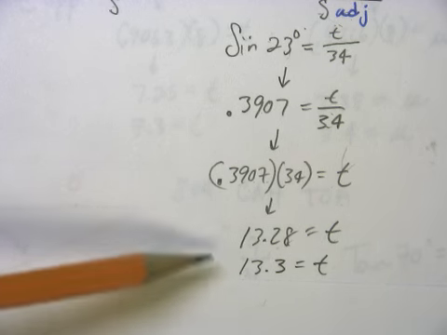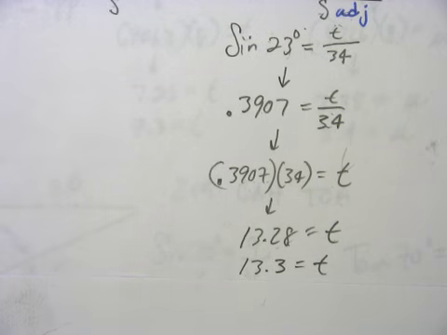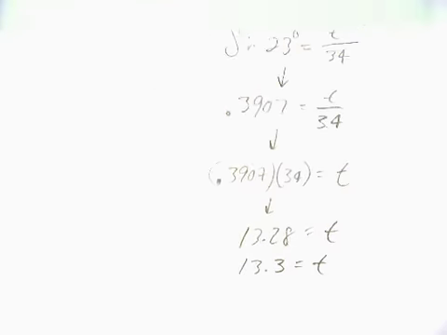So there I found one of the sides of the triangle. Now you have one side and you have the hypotenuse, so if you wanted to use the Pythagorean theorem to find S, you could do that as well. But let's move on to find the adjacent side using trigonometry.